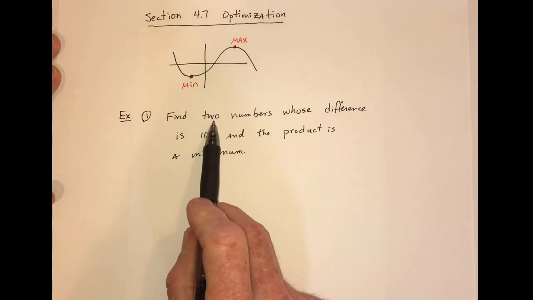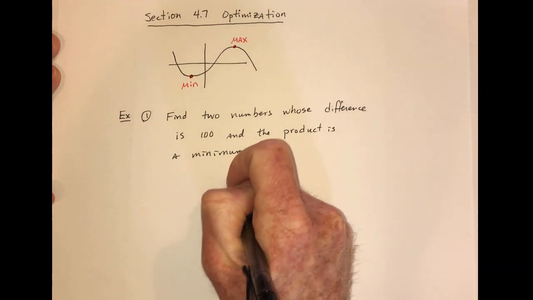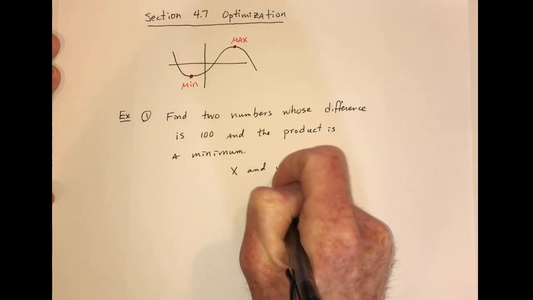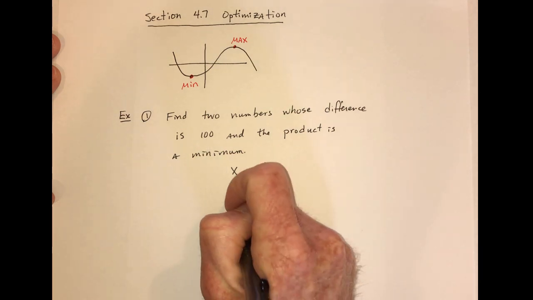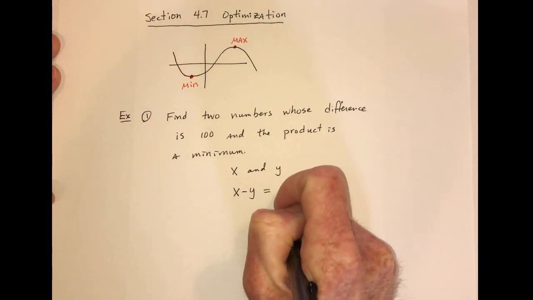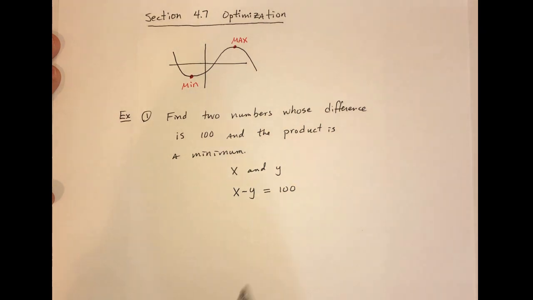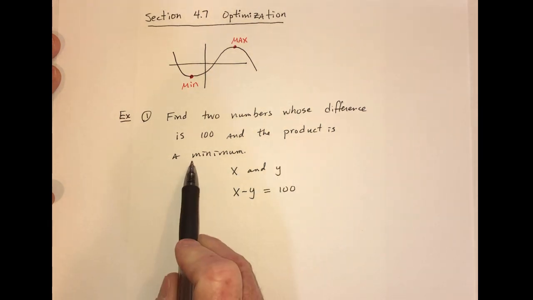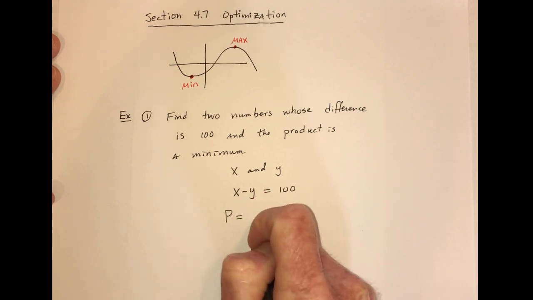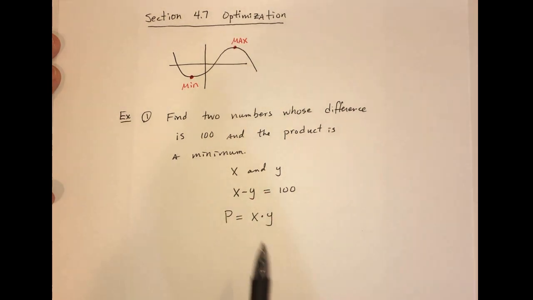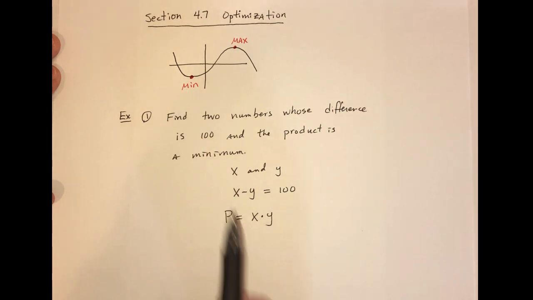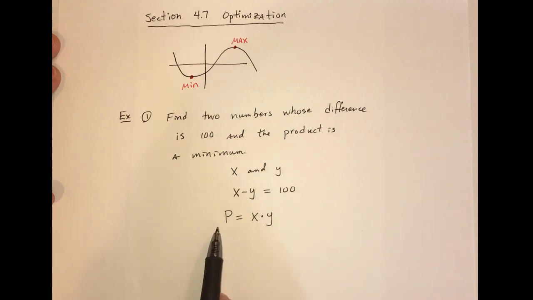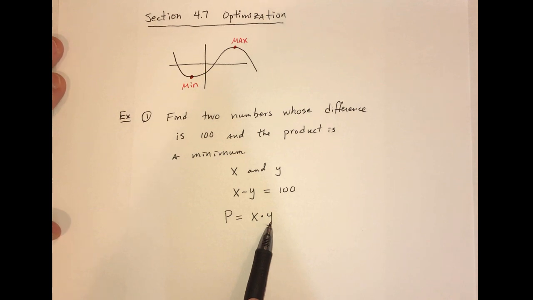So two numbers. So we could call the two numbers x and y. The difference is 100. So x minus y equals 100. The product is a minimum. So product means multiply. So this is the function, and we need to find the minimum. Now, this is a function of 3 variables because we got the p, the x, and the y. And I want to simplify it.